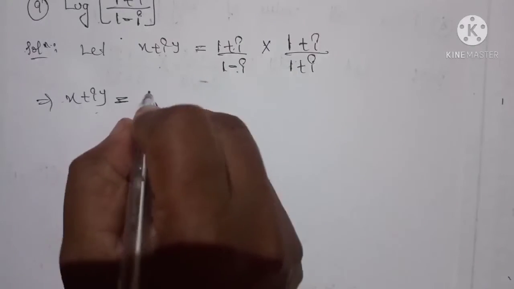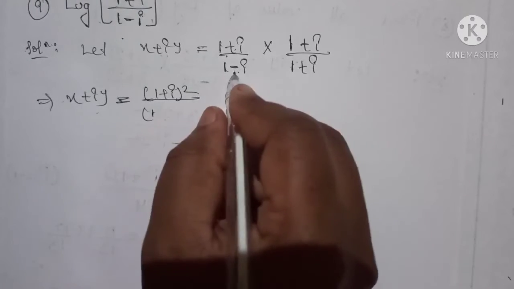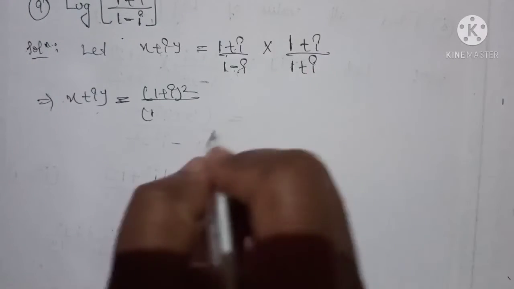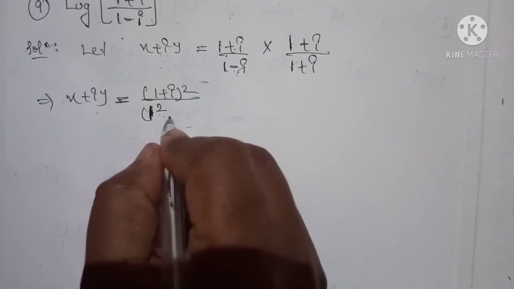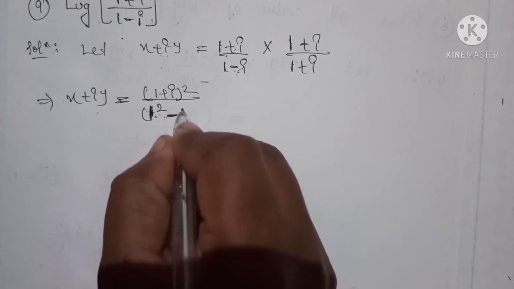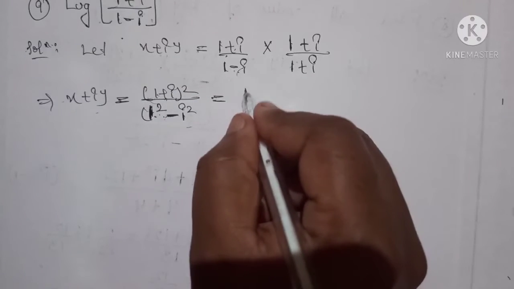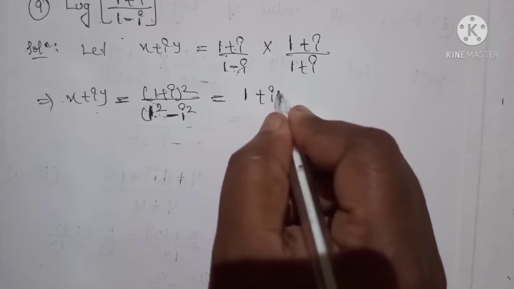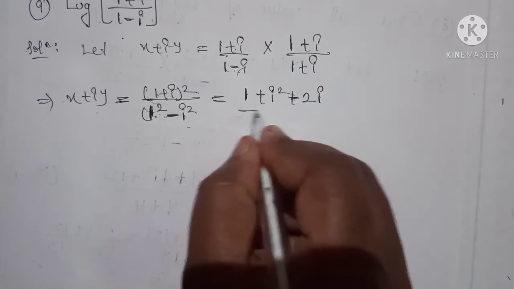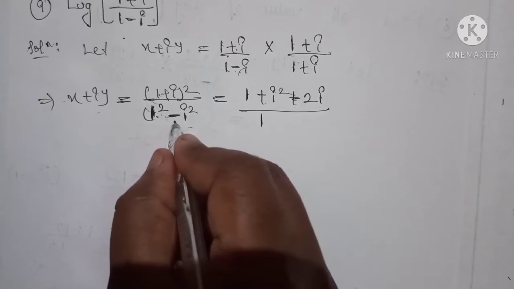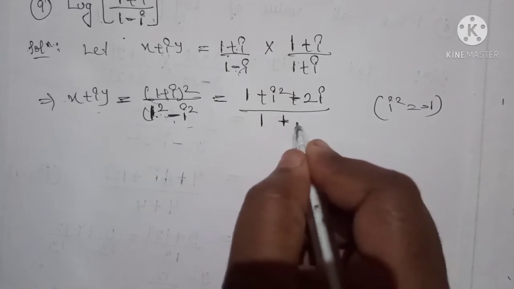1 plus I whole square divided by, so here we get bracket 1 minus I, bracket 1 plus I, which is in the a square minus b square form. A square means 1 square, minus I square. First expanding the numerator we get a square plus b square plus 2ab. 2ab means 2 into 1 into I, 2I, and I square value is minus 1, thus it is minus into minus, plus 1.